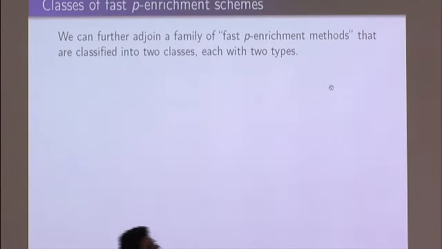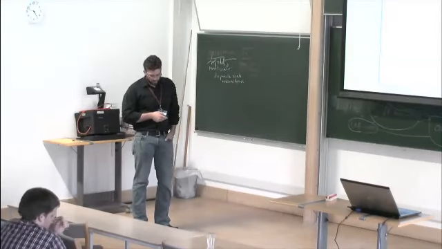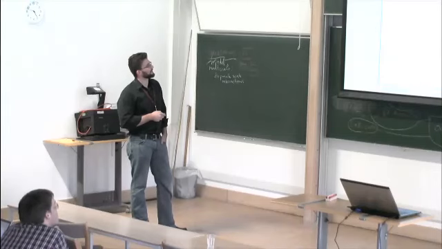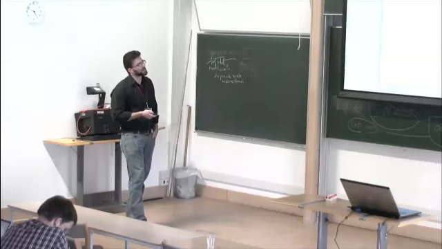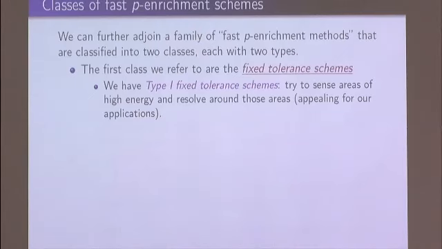All right, so I guess I do have time for this. Let me talk about p-enrichment here real quick. So what we couple then is what we refer to as our fast p-enrichment schemes. And they come in various forms, but two that I'll present right here. One is fixed tolerance schemes. A fixed tolerance scheme basically works in the following way.